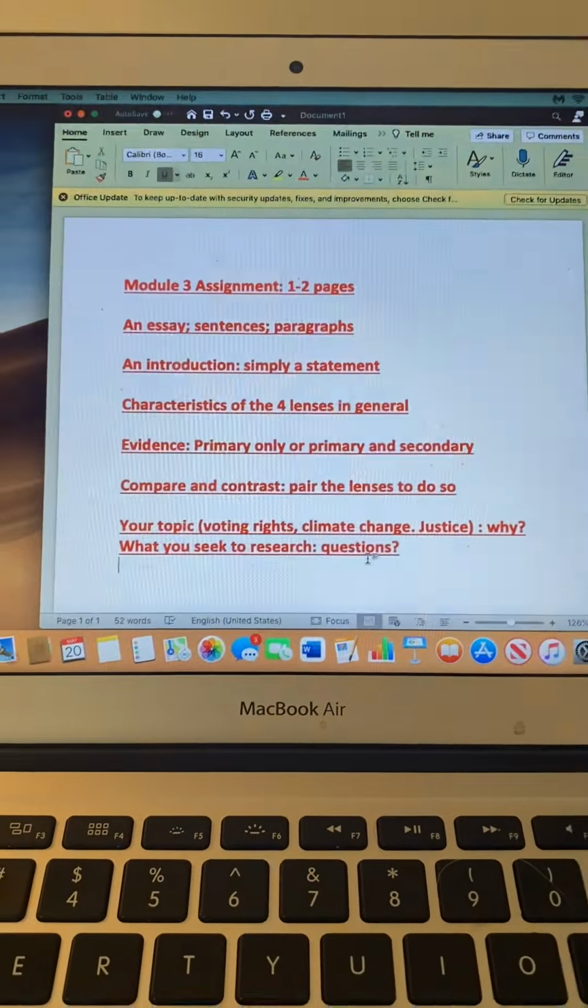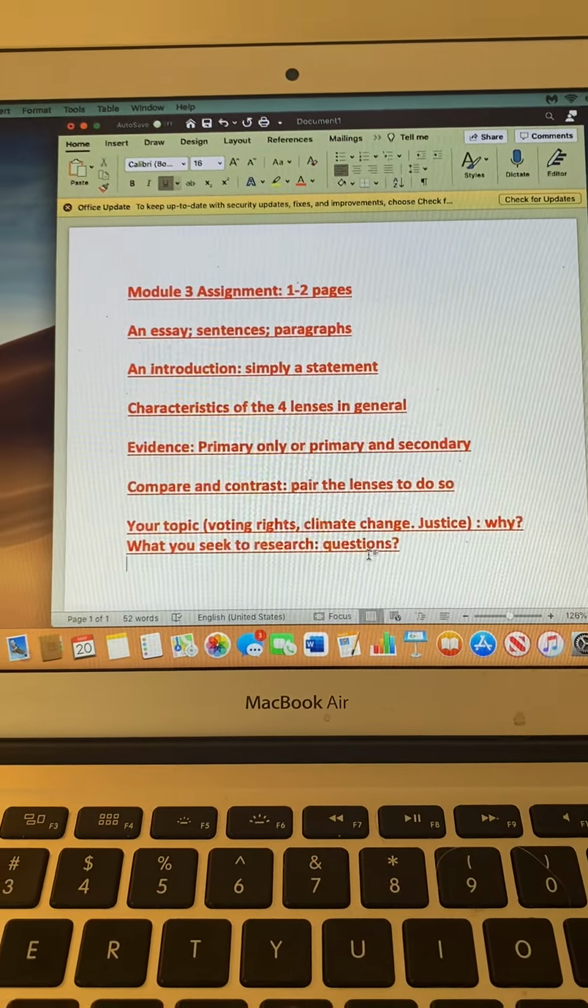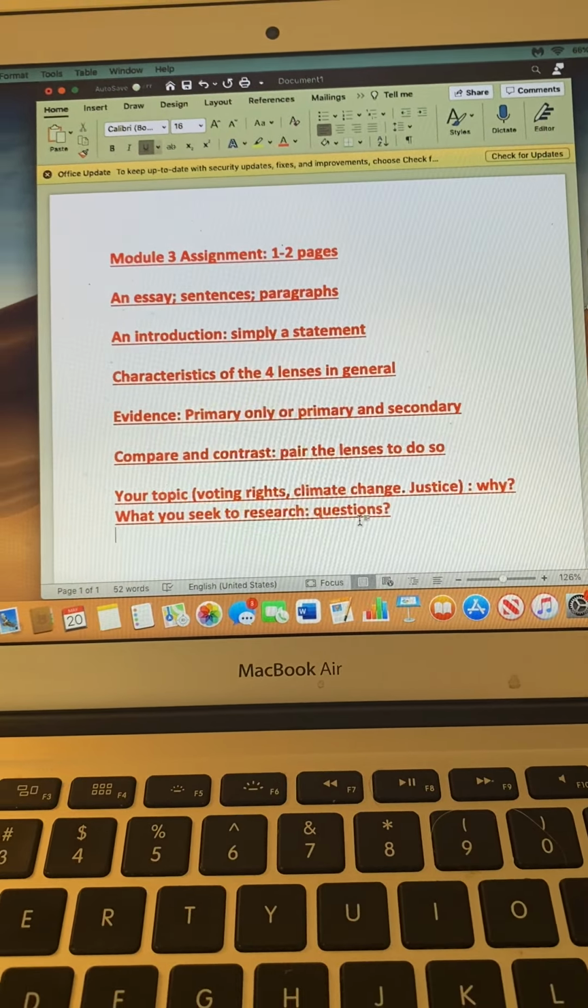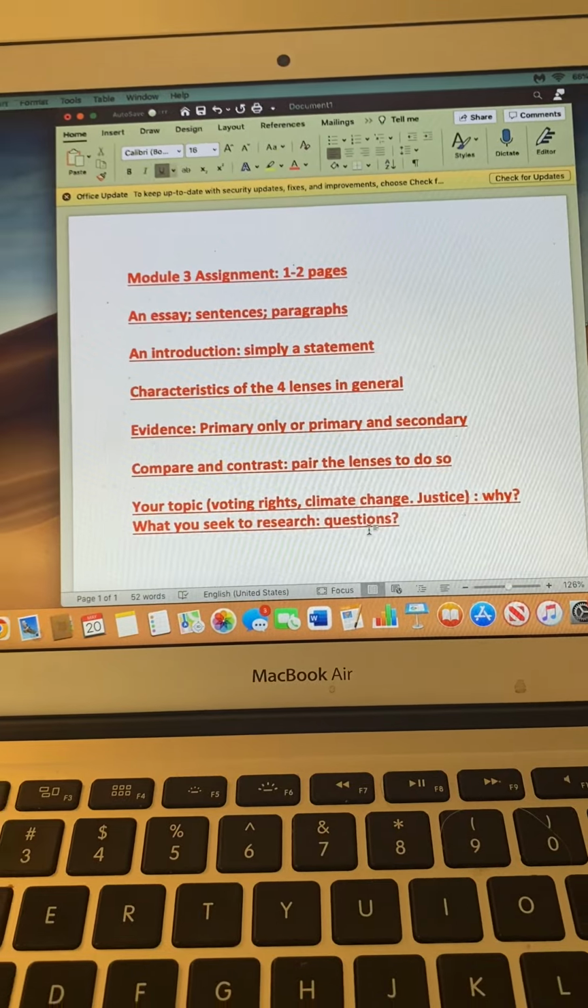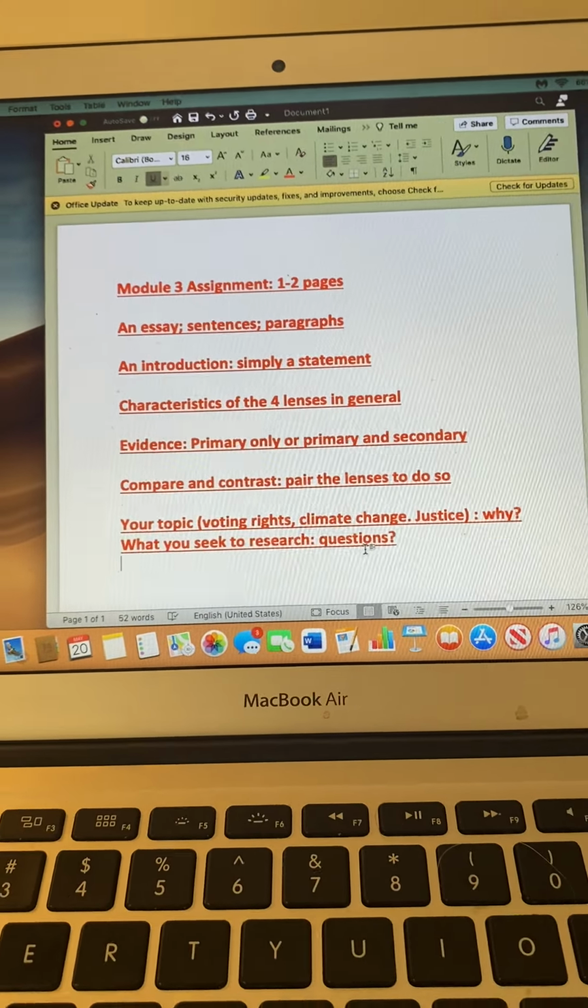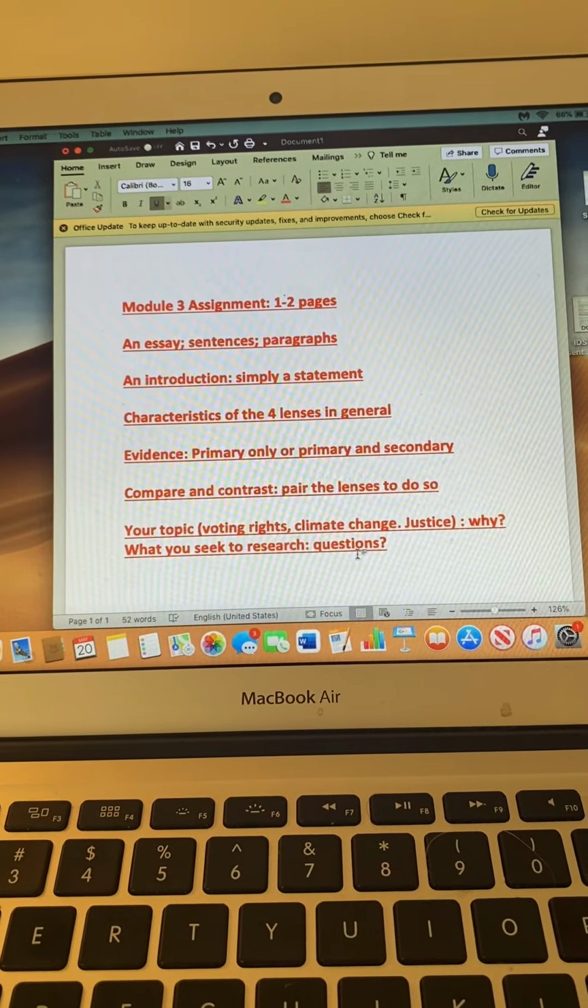Sorry again. And also, any particular questions that you have that you would like to research when you do get around to your research. What specific original questions do you have about justice or voting rights or climate change?